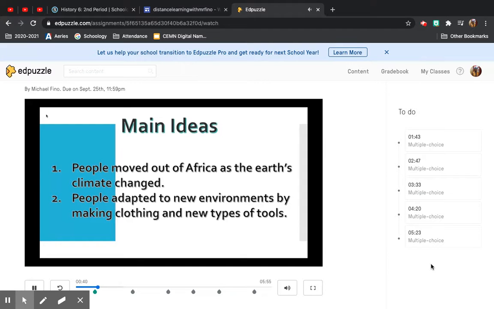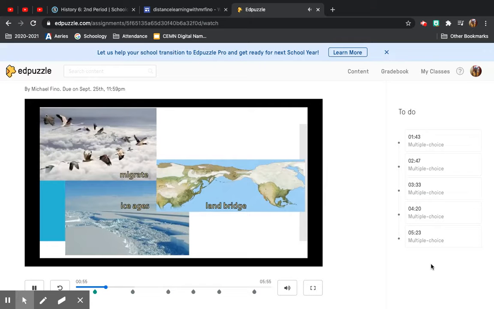So if they were in a cold area, they obviously would need clothing that would keep them warm. They needed a shelter that was better suited to the cold. And depending where they lived, they would have new types of tools as well. All right, so there are actually, I think, four terms in this section, but these are the big ones. The first term, migrate, just means to move.